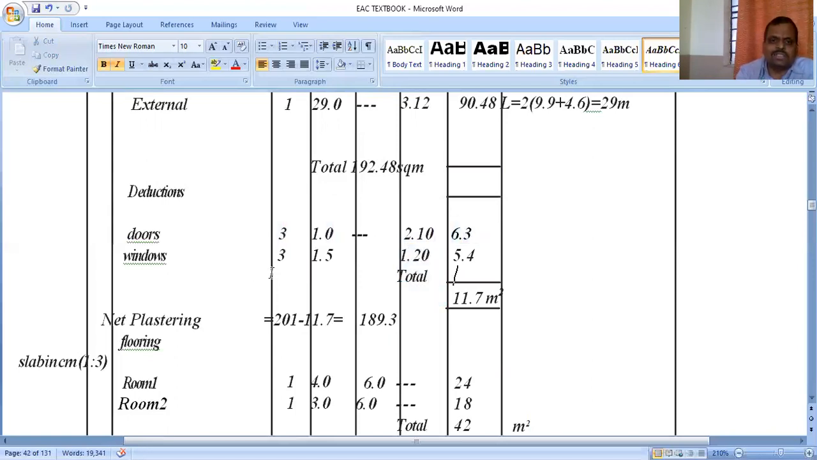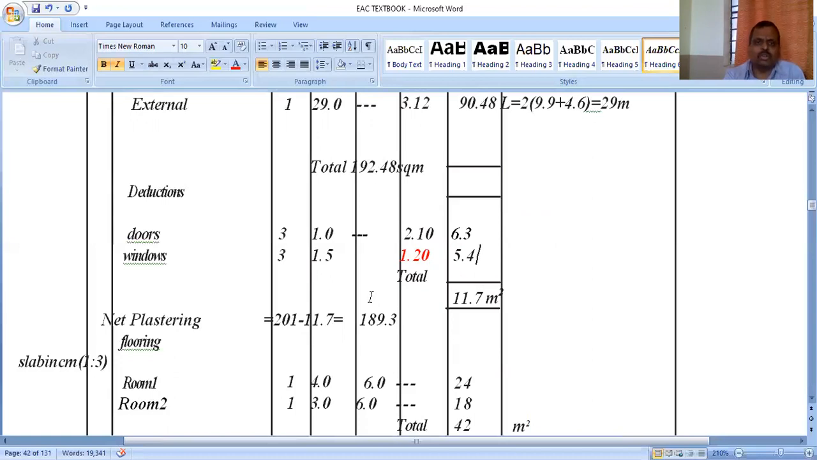In the same way, there are 3 windows. 3 into 1.5 is the length of the window and 1.20 is the height of the window. So 3 into 1.5 will be 4.5, and 4.5 into 1.2 will be 5.4. In this manner, the total deduction will be 6.3 plus 5.4, which is 11.7 square meter. In this way, very simply, we can calculate these things.